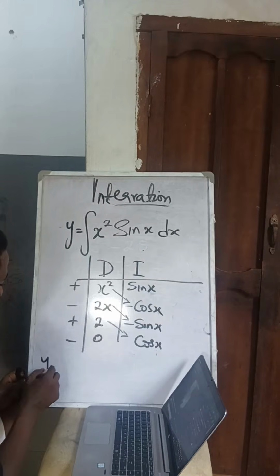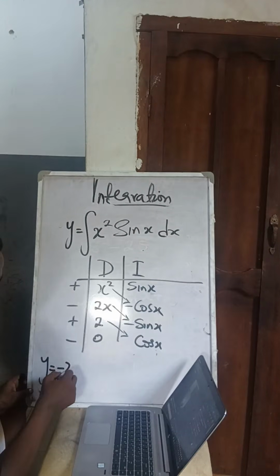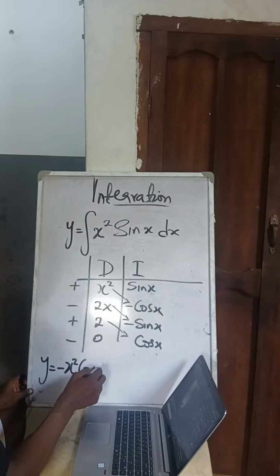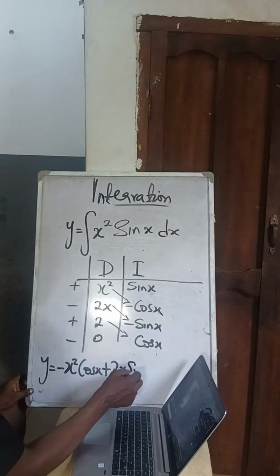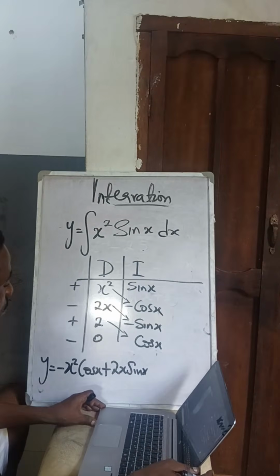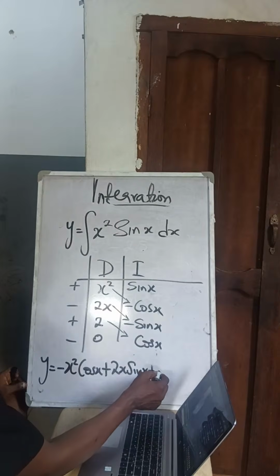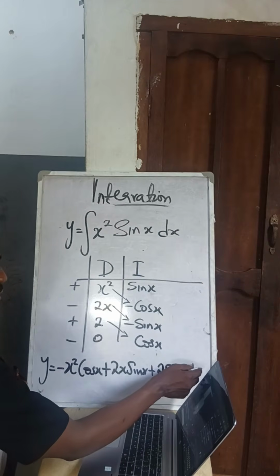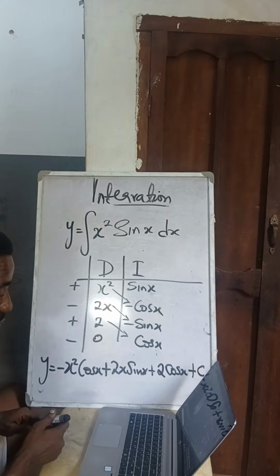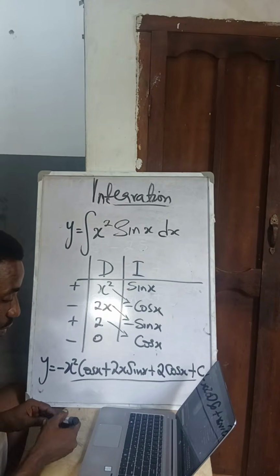So you write y is equal to minus times plus is minus x squared cos x. Minus times minus is plus 2x sine x, plus 2 cos x plus c. So that is the final solution. That is how you solve it.